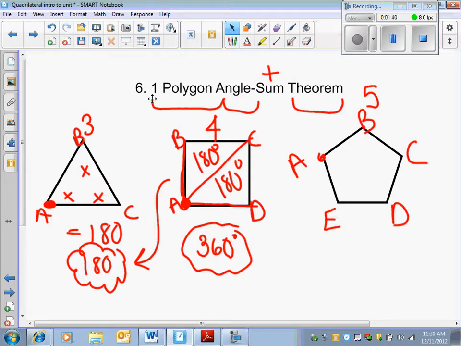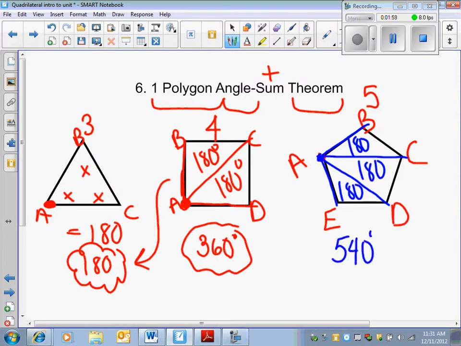All right, this is a five-sided figure, and let's call it A, B, C, D, E. Now I am going to start at A and go to every point here. When I did that, I noticed I have three triangles, 180, 180, 180, which sums up to 540 degrees. So I believe there's a pattern here, and if we look hard enough, we're going to be able to find it, because who has time to draw all of these triangles all the time?